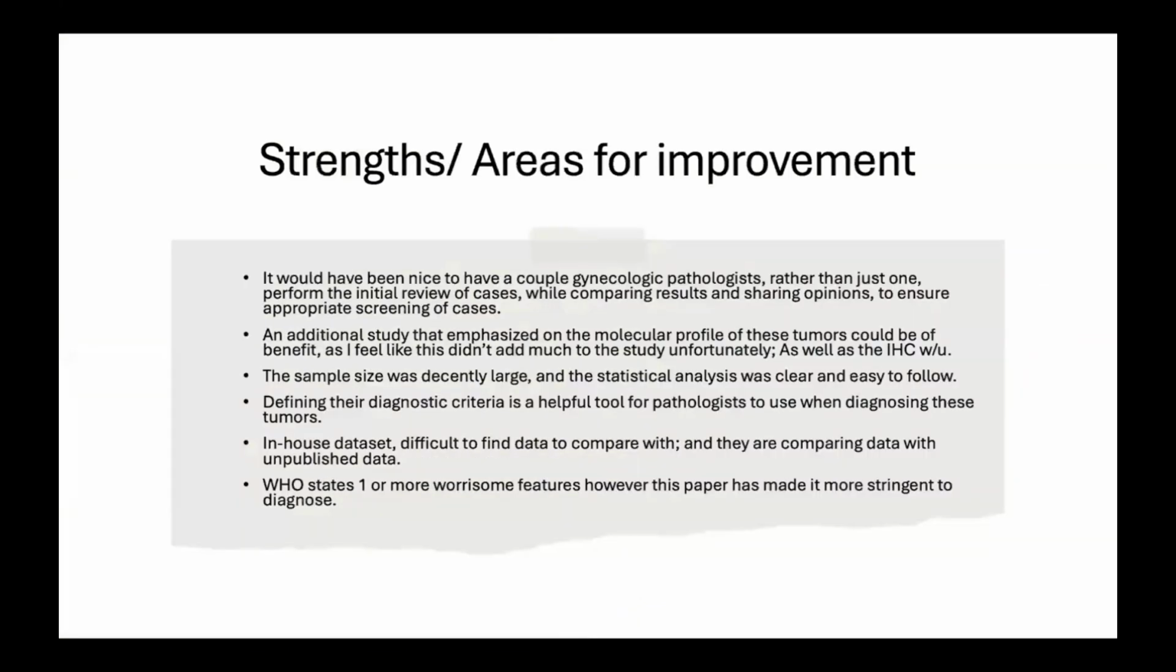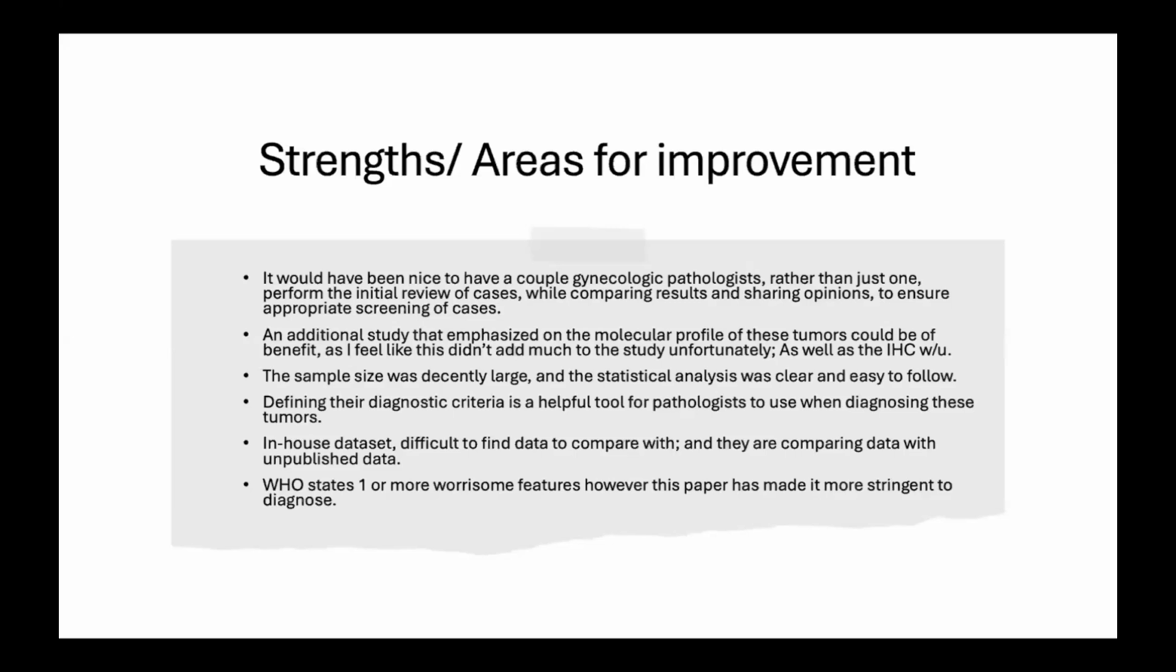So, strengths and areas for improvement. It would have been nice to have a couple of gynecologic pathologists screen in the beginning, rather than just one. Although we can trust our colleagues, it'd be nice to have maybe an MDC where you could get together and discuss the initial screening, just to make sure that we're all on the same page for what we're starting with, because that's where your study starts. So we're just trusting that this pathologist screened this well. And then an additional study that emphasized the molecular profile, which we didn't get into, would have been nice.